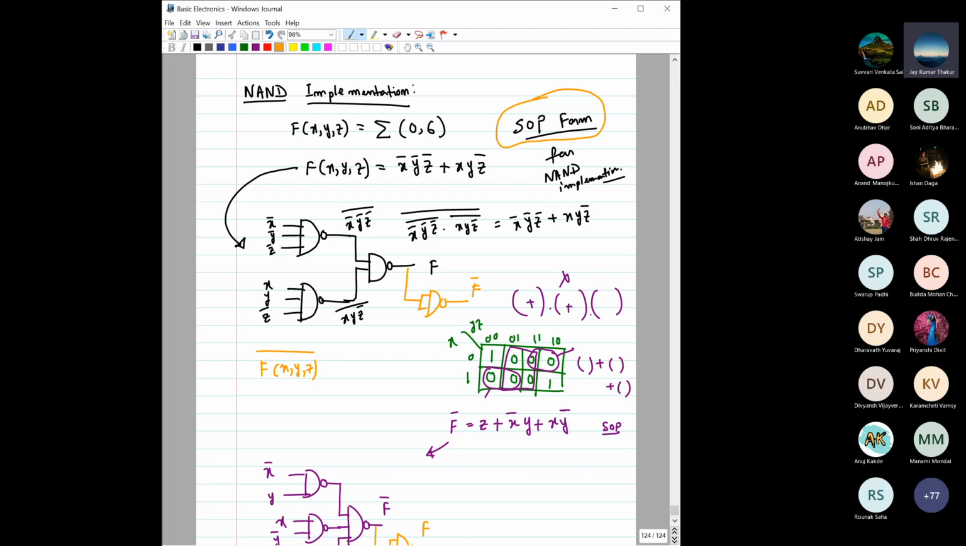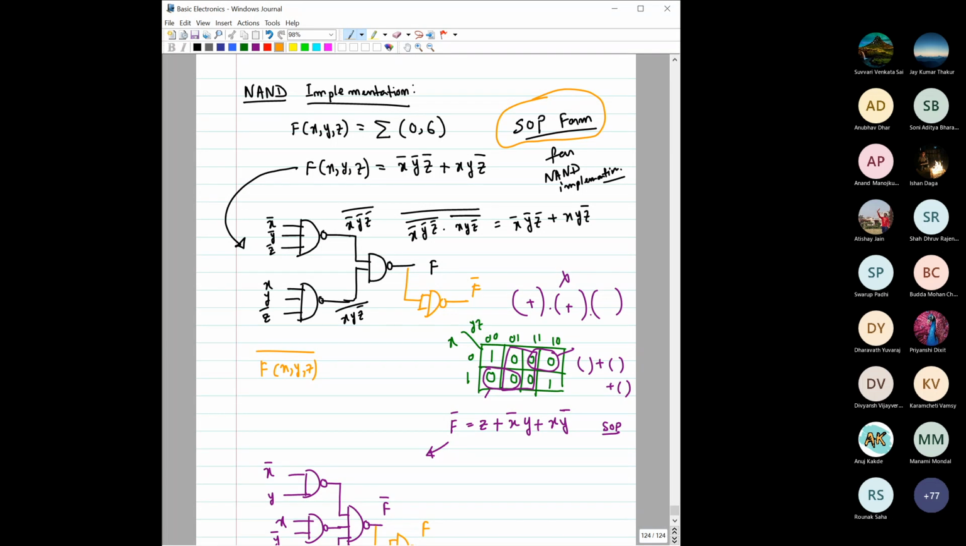Sir, can we use more than 3 input NAND gates? We try to avoid it. There will be a maximum of 3 variables only for your case, because there is something called fan in and fan out. Maybe in the next class I will discuss that. That gives some restriction on the maximum number of inputs that is possible for a particular gate.